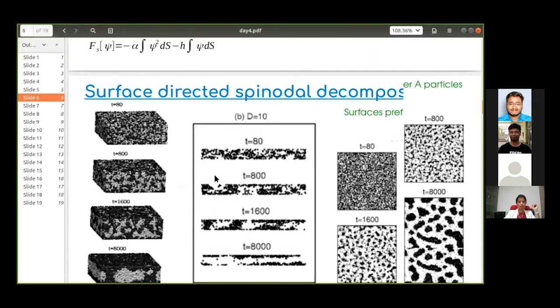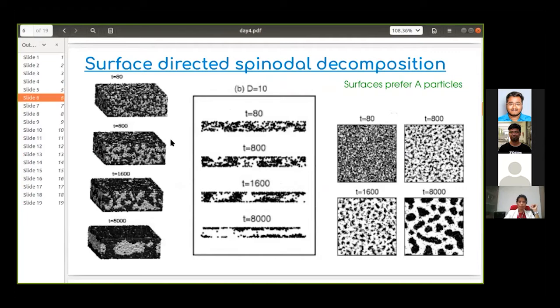So let me now just show you some of the results, which will be more interesting for you. If you are interested in the methodology part, please let me know. I'll send you some good scholarly articles, papers, or books in which you can look into it in detail. But for the time being, let's have a look at the results. What happens during this SDSD, surface-directed spinodal decomposition?